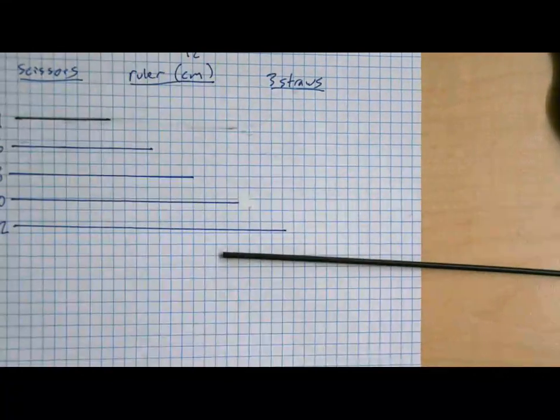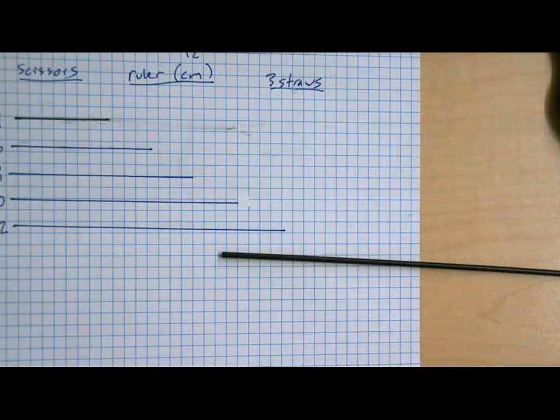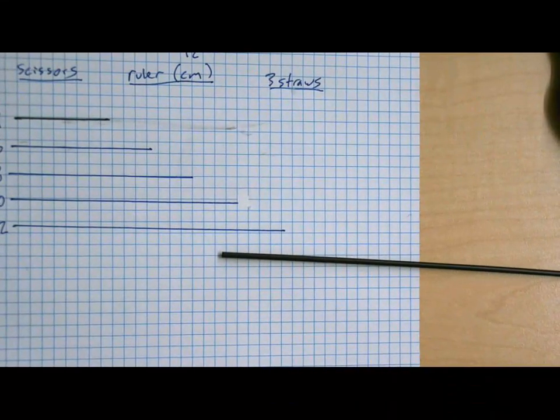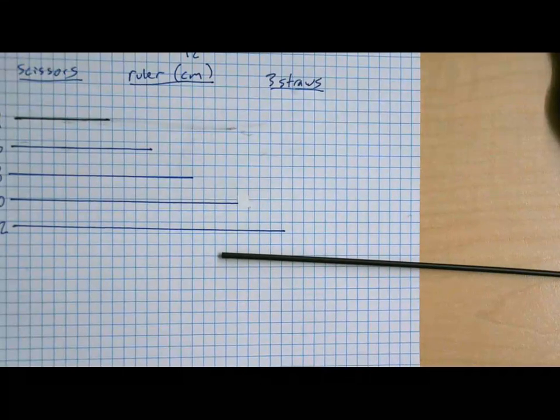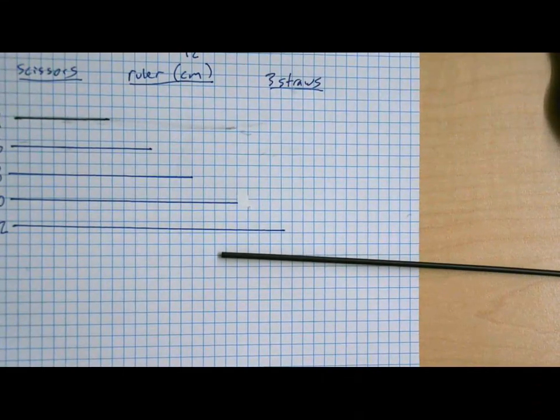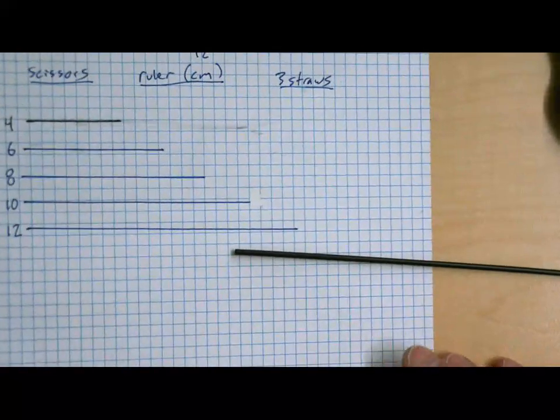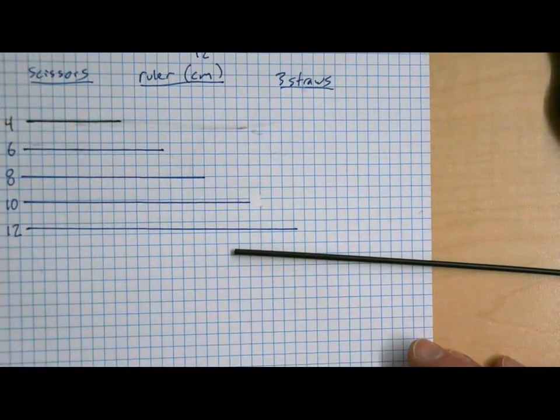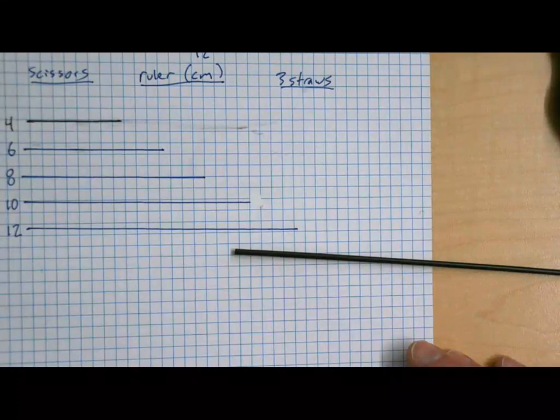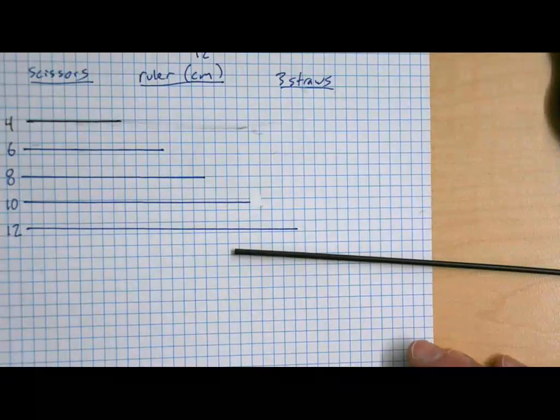Your group has 3. Each group has 3. If you've got more than that, then you got more than you need. Okay? You and your partner are going to cut me 5 pieces of straws that have these lengths. Now be strategic about this because you only have 3 straws to do it from.